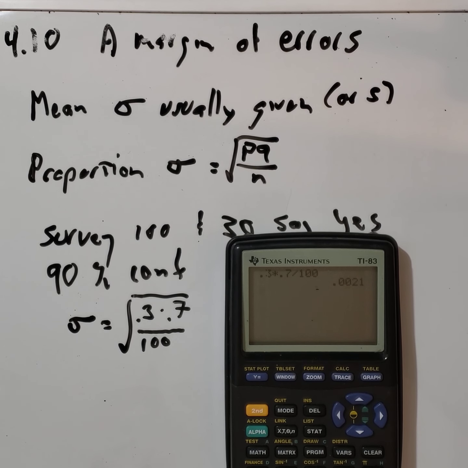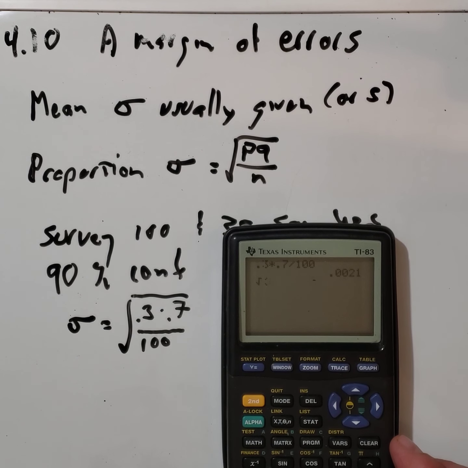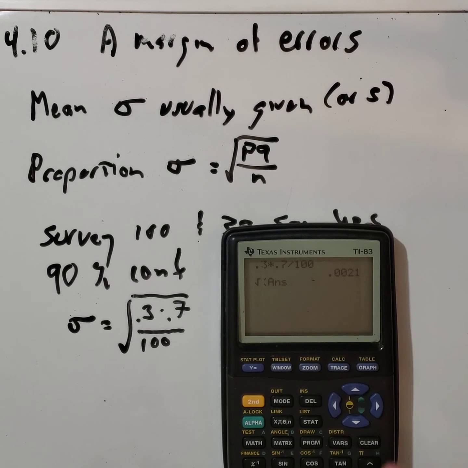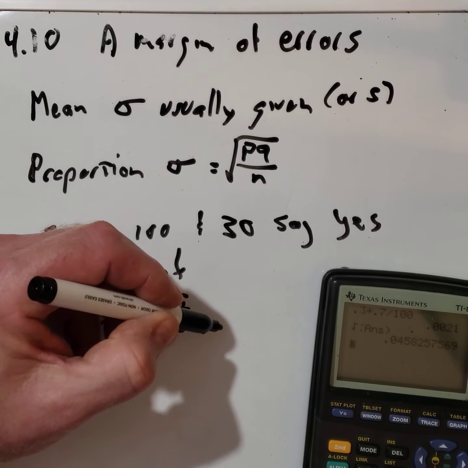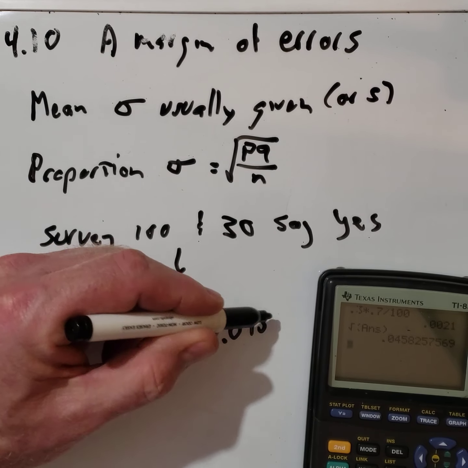And that gives us 0.0021. And you can do second square root, and then if you do second minus, it'll bring that number back in, or you can type it in, and it'll give us 0.0458. So here our standard deviation is going to be 0.0458.